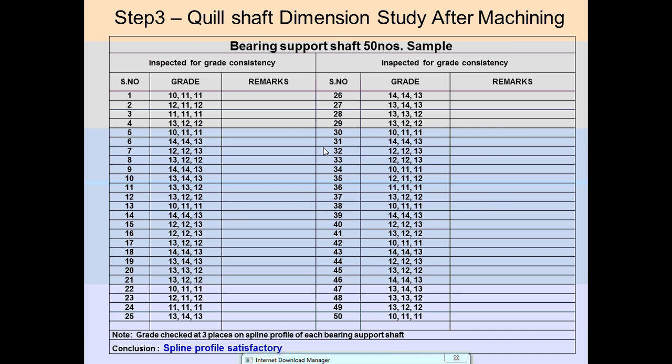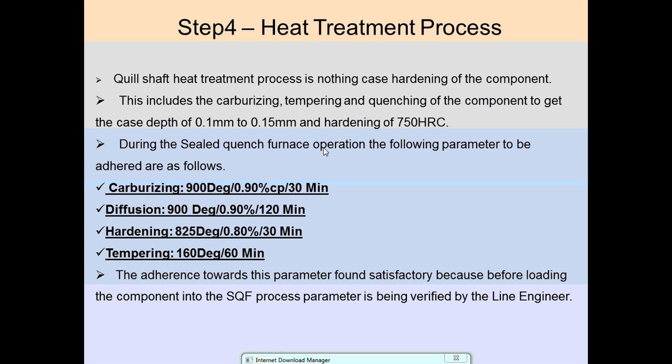In the quill shaft dimension study after the machining process, we have taken the first 50 samples, and after that we have to conclude. Spline profile satisfactory. Step 4 will be the heat treatment process. The quill shaft heat treatment process is case hardening of the component. In heat treatment we are going to see the quenching process, hardening process, like that.